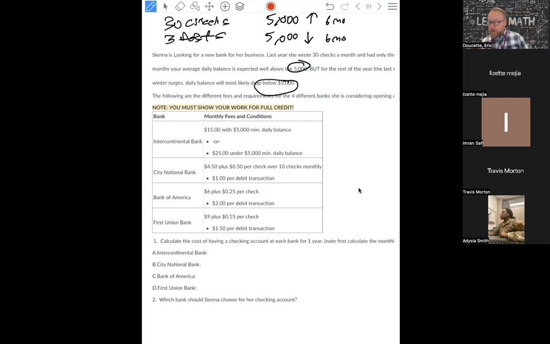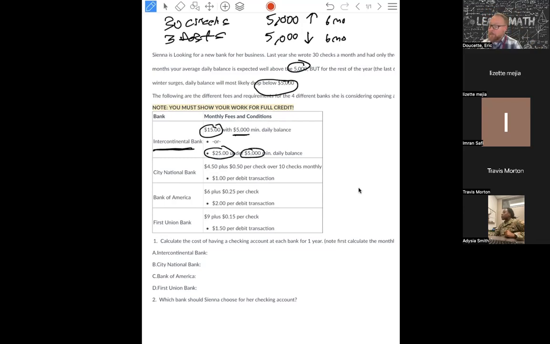So if we start with the first bank, Intercontinental Bank, their terms are that you must have a minimum of a $5,000 daily balance. If you have 5,000, you're going to pay $15 a month. If you have under 5,000, you're going to pay $25 a month. And that's it. They don't care how many transactions you do, or how many checks you write, any of that stuff. It's just based on your balance, right? So how much is your monthly amount going to be?